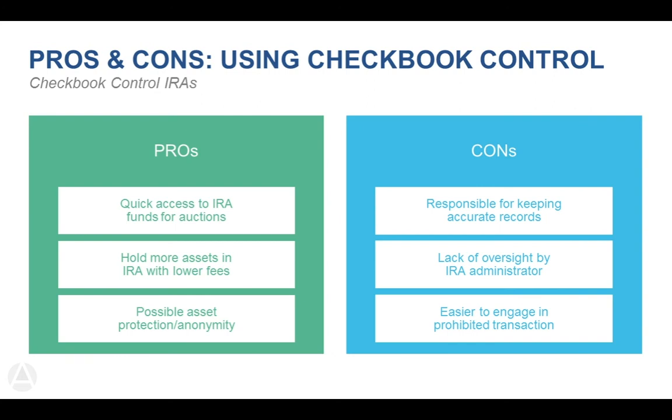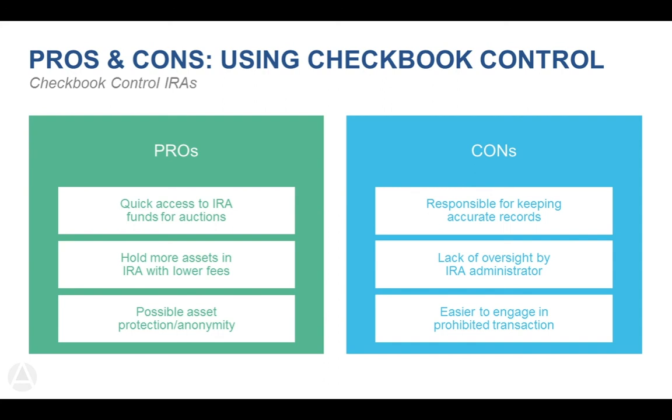Now, again, the pros of checkbook control: you have that quick access to your funds. You can hold more assets with lower fees. Whereas we might charge you for each asset that you're particularly holding or just charge you a flat rate value, you can hold multiple assets in your account with potentially lower fees with a checkbook control function. And you also have the ability in some cases, and this doesn't hold true for everything, to have a little bit greater asset protection or anonymity, depending on the state and depending on what you're investing in. That is not a blanket statement by any means. You would need to check with legal counsel to understand which one works better for you.